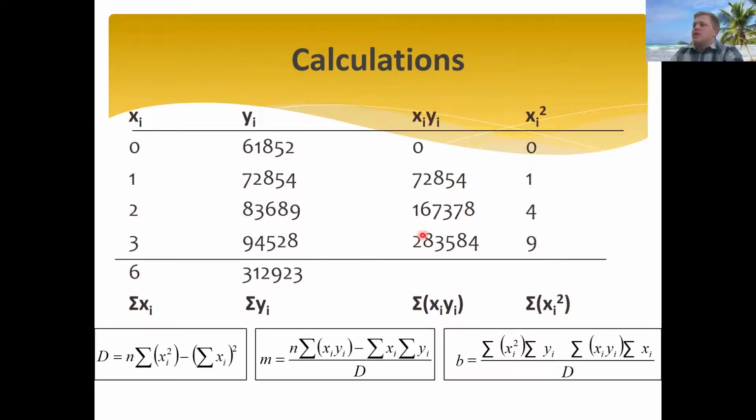And then we're just going to take each of these columns and sum them up. So 1 plus 4 plus 9 plus 0 is 14. Then for our xi yi values, we just add all of these up to get 523,816. And then calculating our D value, I got a value of 20. For M, I got a value of 10,886, and for B, I got a value of 619.01.